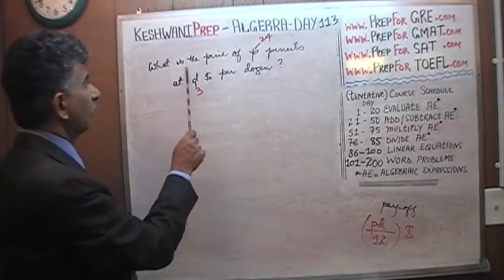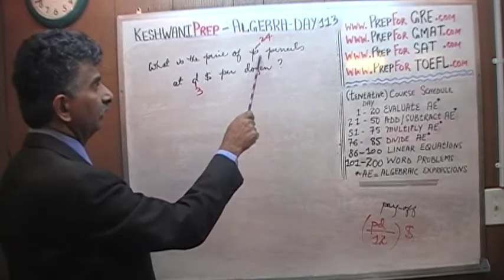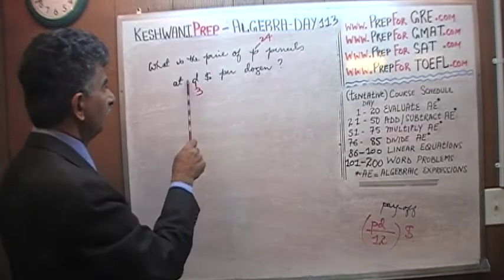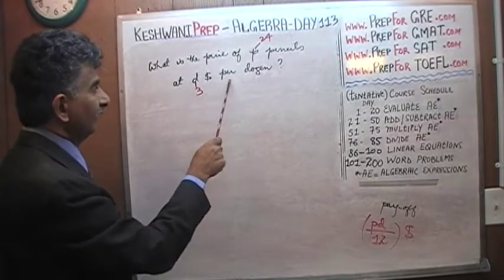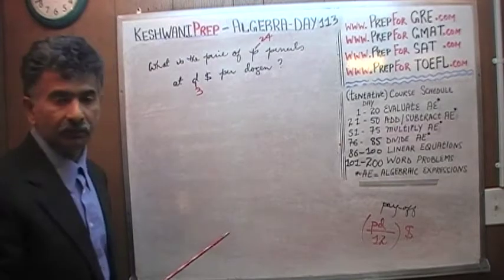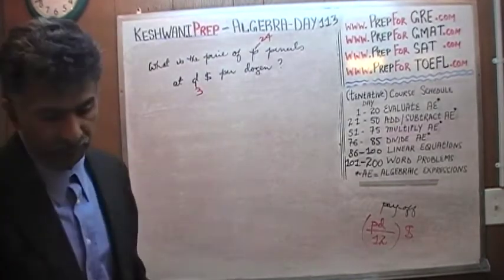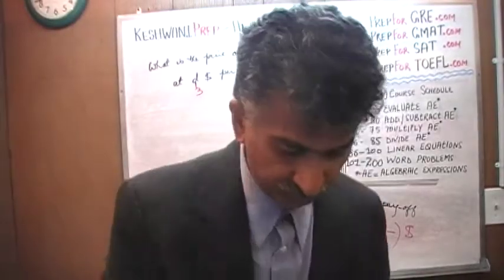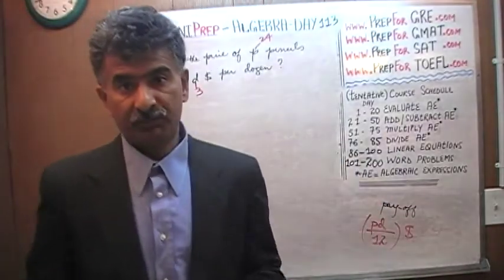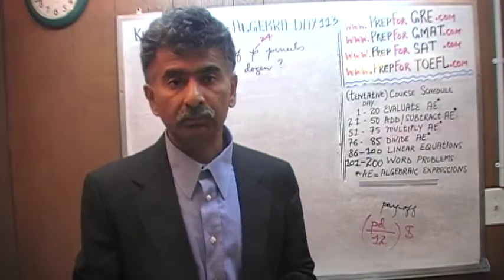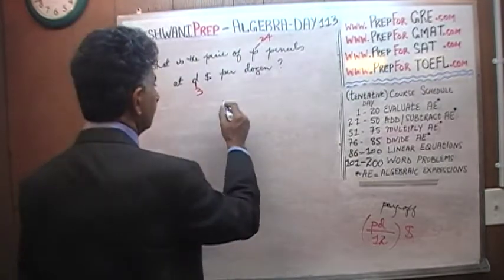This is the question. What is the price of 24 pencils if a dozen costs $3? What's the price of 24 pencils at $3 per dozen? Well, that's obvious. 24 pencils is 2 dozens, and it's $3 per dozen, so it's $6. That's all. The answer is $6.